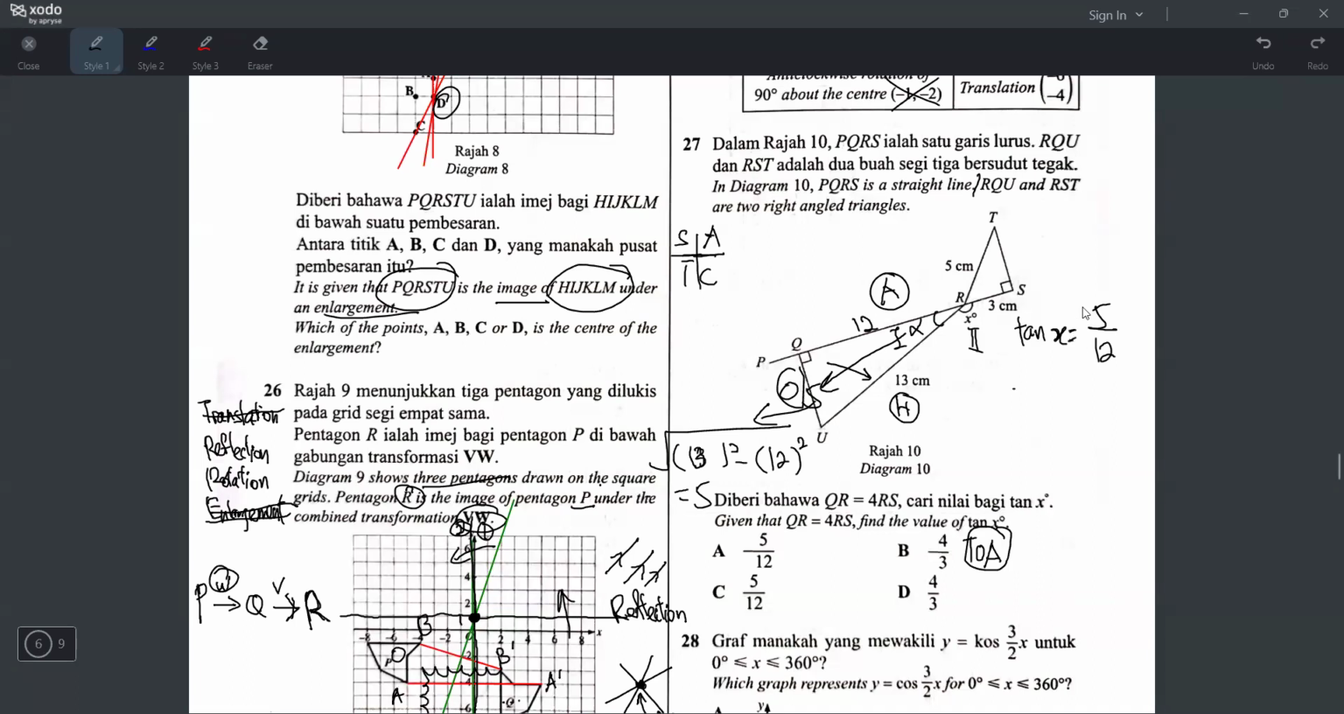So now it's time to check the quadrant. So tell me, x is which quadrant? Second quadrant. Second quadrant, dia adalah rumah sine. It means dia adalah only sine positive in this quadrant. So you have to put negative here, because only sine is positive. This one is tangent. So the answer is negative 5 over 12. So A is the answer. Yeah, this one is negative, negative 5 over 12. So 27, answer is A.